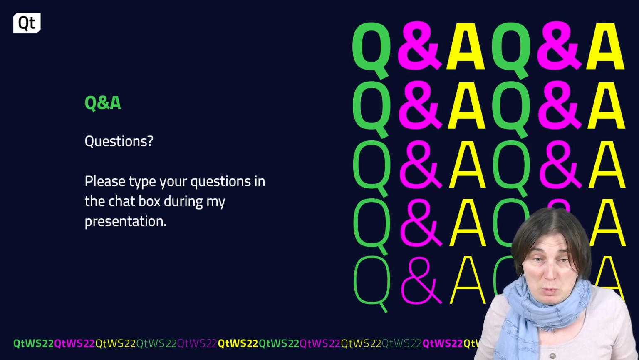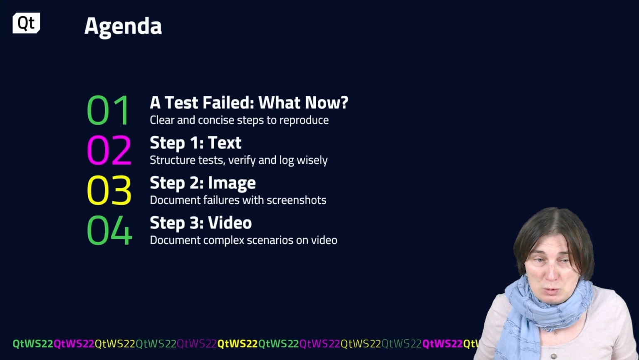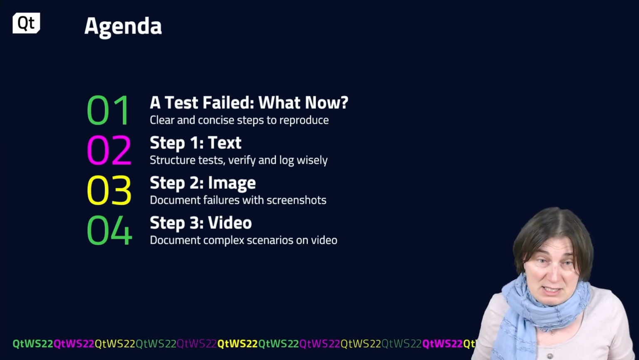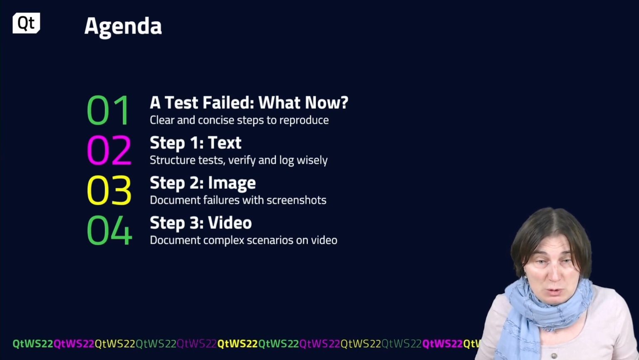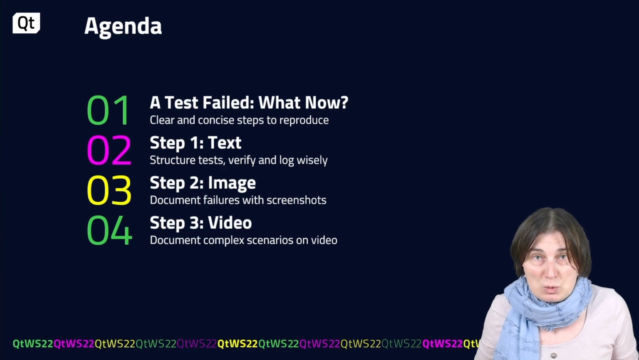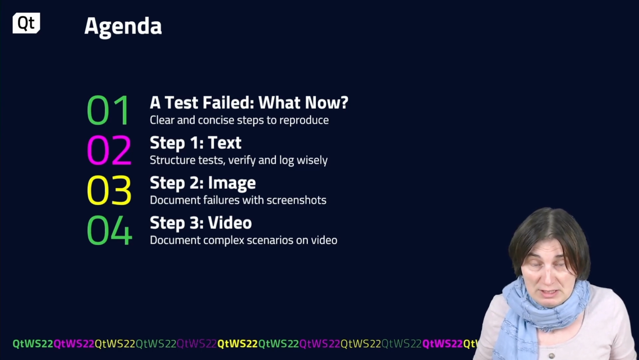In the first step, we will see how to use plain text and existing error messaging, and how to structure your tests so that they are more comprehensible and more human readable. In the second step, we will look at how to document test failures with the help of images and screenshots. And in the final step, we will see how to document more complex scenarios where images are no longer enough, using video.